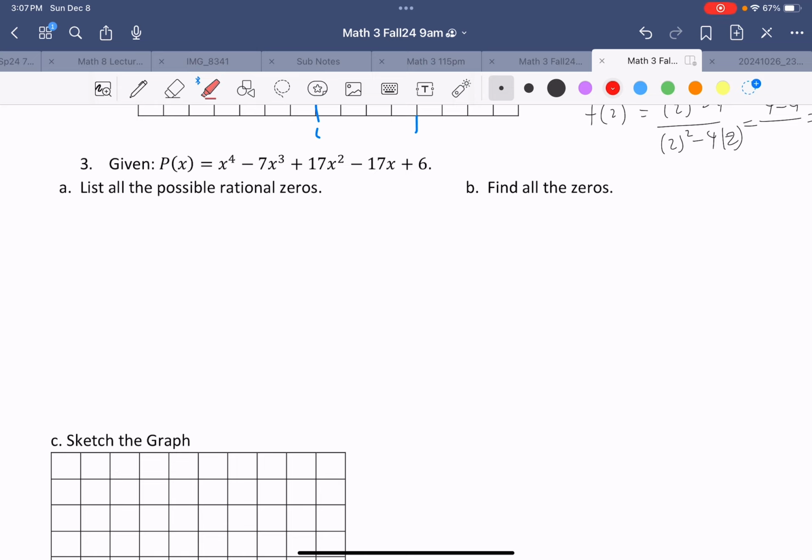And one thing to take away is I know my degree is 4. So I know I need to end up with 4 zeros. That doesn't mean they're 4 unique zeros, but I know I have 4 zeros.